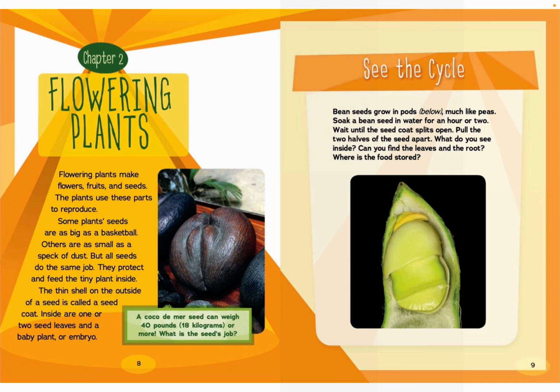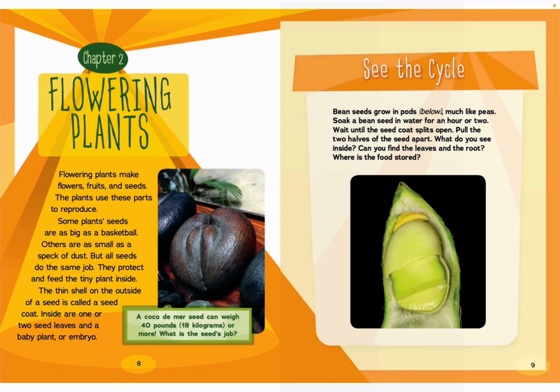Flower plants make flowers, fruits, and seeds. The plant uses these parts to reproduce. Some plant seeds are as big as a basket. Others are as small as a speck of dust. But all seeds do the same job. They protect and feed the tiny plant.